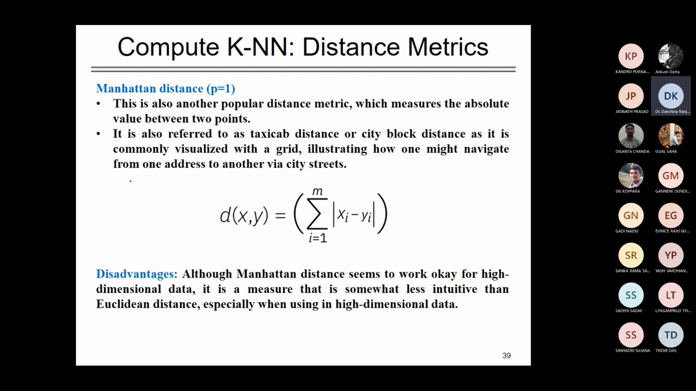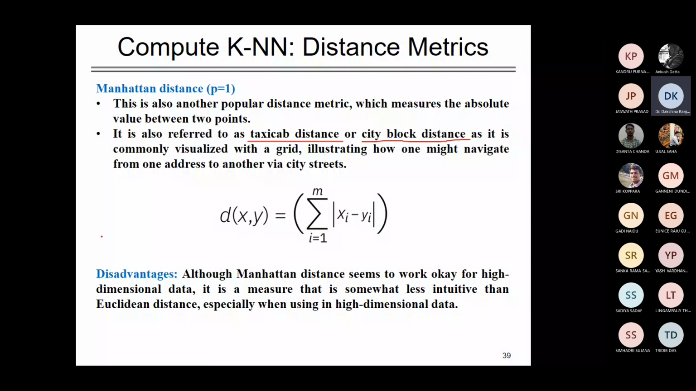It is also referred to as the taxi cab distance or city block distance, because it is commonly visualized with a grid, and it illustrates how one navigates from one address to another via city streets. That is why this is called the city block distance or taxi cab distance, because we can visualize this Manhattan distance with a grid.